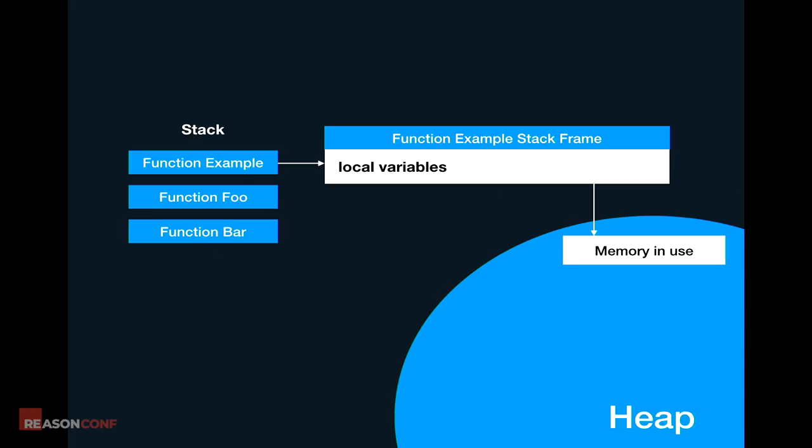So we need to understand a bit better how memory works. Let's take a look at the stack. The stack works like this: you enter a function, it's pushed on the stack. You leave a function, it's popped off from the stack. Your function on the stack has pointers towards the memories that are in use on the heap. And this is important. But we don't have access to the heap.